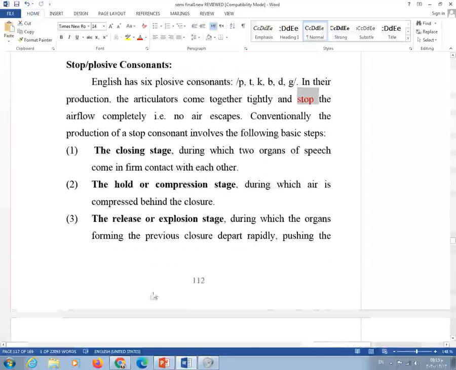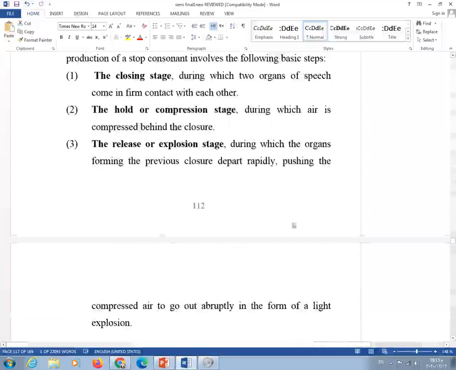And this happens when the two organs of speech that are forming the closure depart away from each other rapidly, and this air, which is compressed, وطبعا متكون, when it goes out after opening, we find that it goes out with explosion, slight explosion, انفجار بسيط كده, عشان كده بنسميها أصوات انفجارية, stop or plosive consonants. Okay.